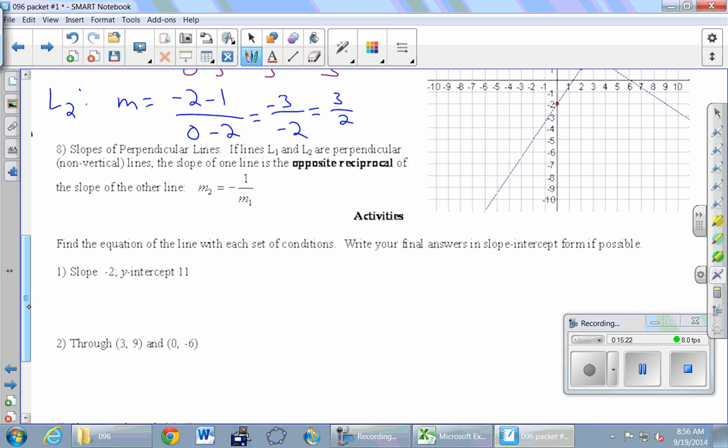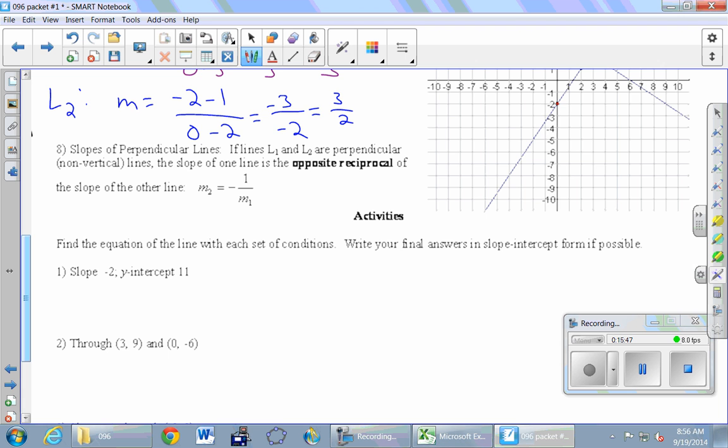Okay, so big conclusion. We started with horizontal and vertical lines. I need you to know two things about each of those. I need you to know the equation, x equals a number or y equals a number, and I need you to know the slope, 0 or undefined. And then finally, when you have two lines together, I need you to understand that if they're parallel, their slopes are equal, and if they're perpendicular, their slopes are opposite and reciprocal.